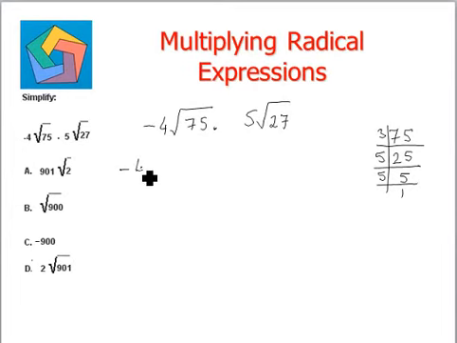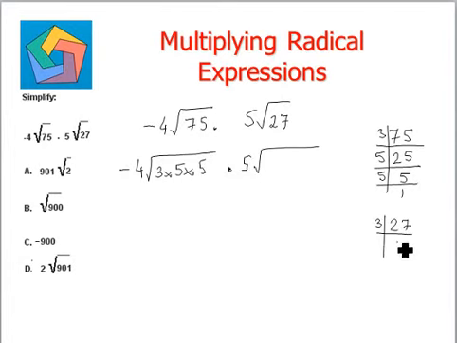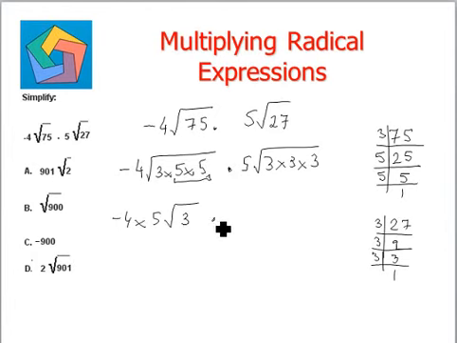So negative 4 square root of 3 times 5 times 5 times 5. 27 can be factored as: 27 divided by 3 is 9, 9 divided by 3 is 3, and 3 divided by 3 is 1. So there are three 3's over here. From the first radical we can combine two 5's and they come out as a single 5. Inside we are left with square root of 3. Times the two 3's combine, so 5 times 3 square root of 3.